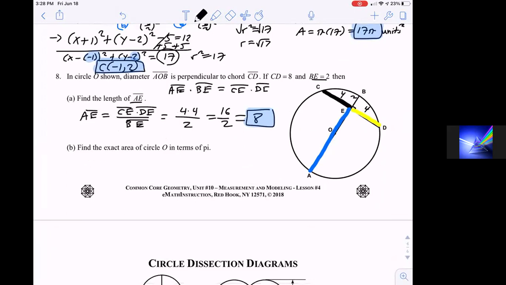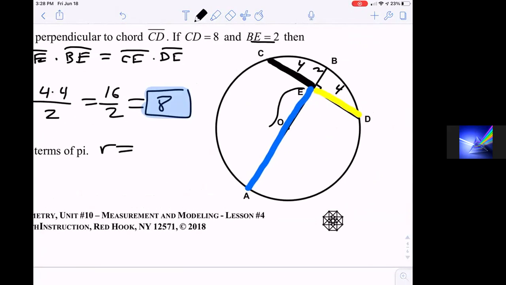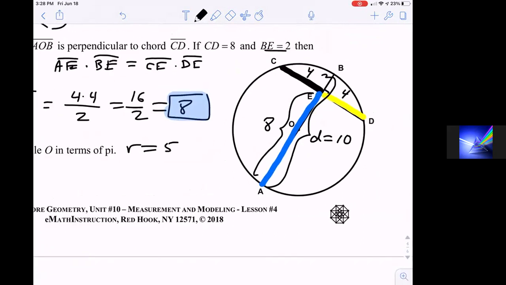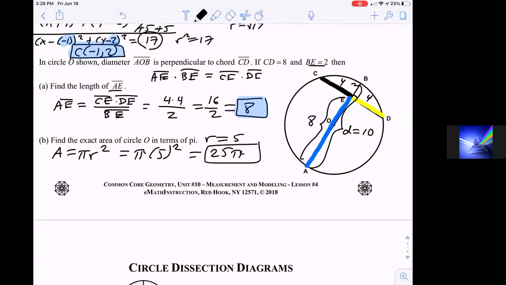Okay, now find the exact area in terms of pi. So the area would be pi times r squared. We need the radius. Okay, what's the radius of the circle? Well, if this entire blue segment is 8, 8 plus 2 means that this whole segment here, the whole diameter, equals 8 plus 2 or 10. So if the diameter is 10, radius is 5. So pi times 5 squared would be 25 pi square units.